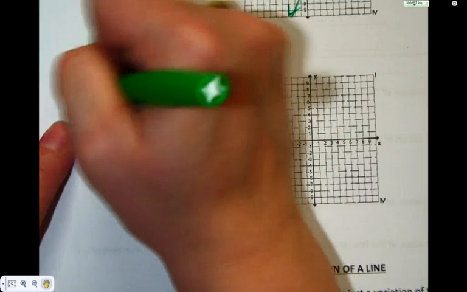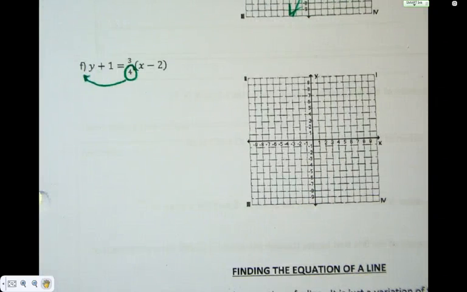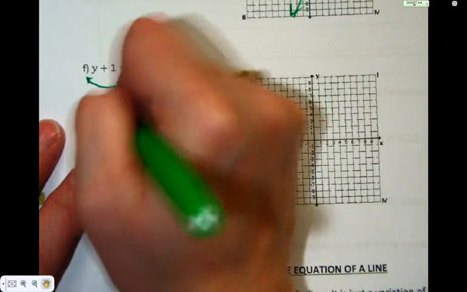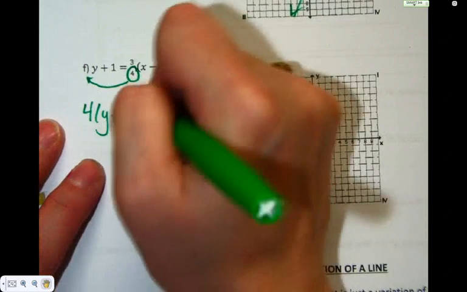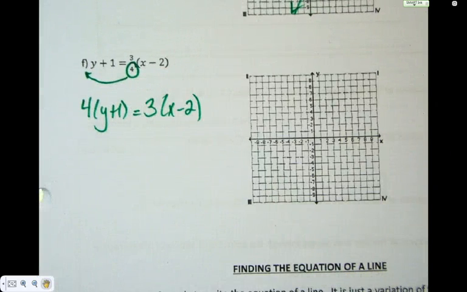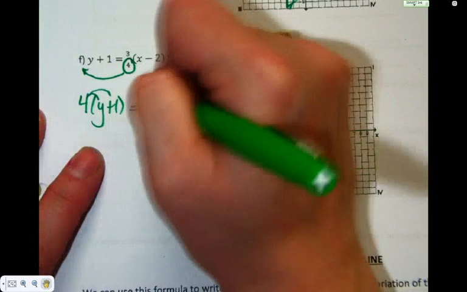So what I'm going to do is multiply it up to the left-hand side. So I'm going to put the 4 in front. I'm going to bracket my y plus 1. And on the other side, I've got that 3, and then a bracket x minus 2. Again, you don't have to do this as a first step. This is just going to help if you don't like fractions. All I did was get rid of the dividing by 4, which is multiplying by 4. Now I'm going to distribute each side.